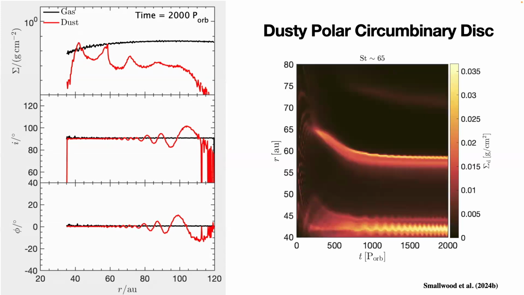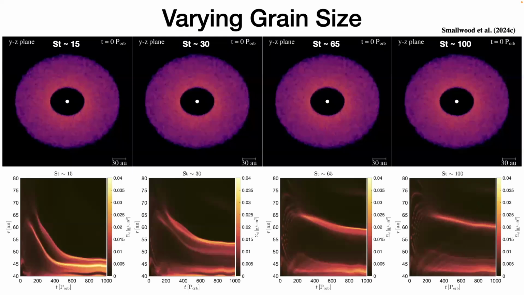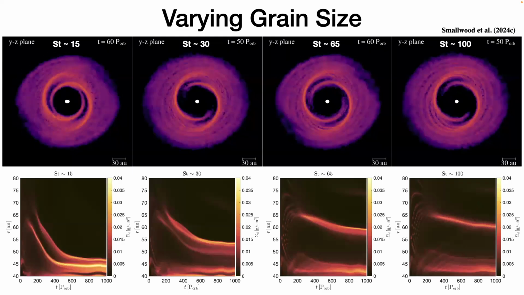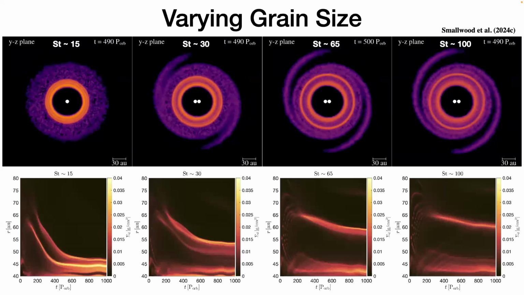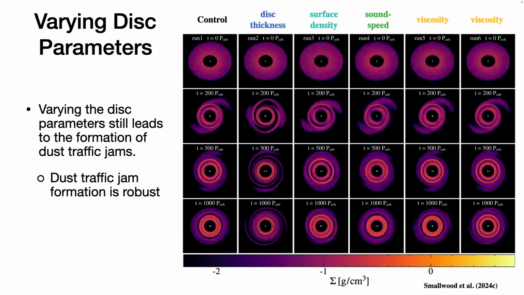And so here's just the surface density of one of these dust rings. I don't have time to skip that. You can vary the different dust sizes. Again, you get these dust rings. You can vary different parameters of the disk. So you can look at the disk thickness, surface density, different sound speed profile, different viscosity. This process is very robust, and so you get these dust traffic jams produced.